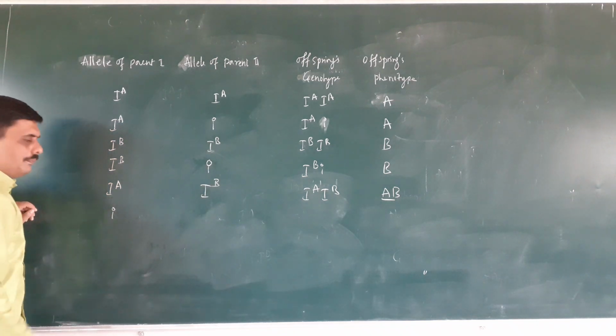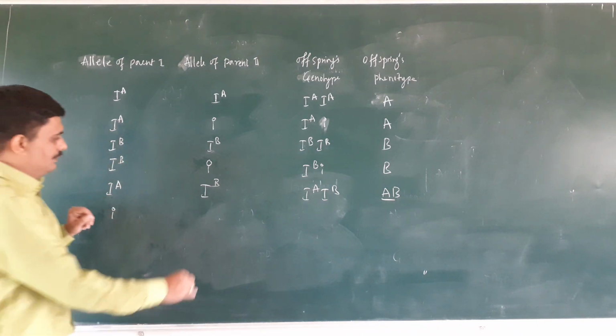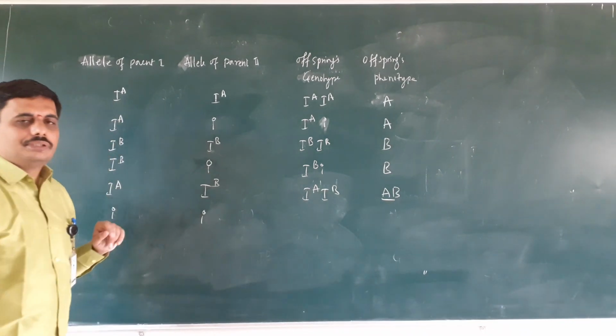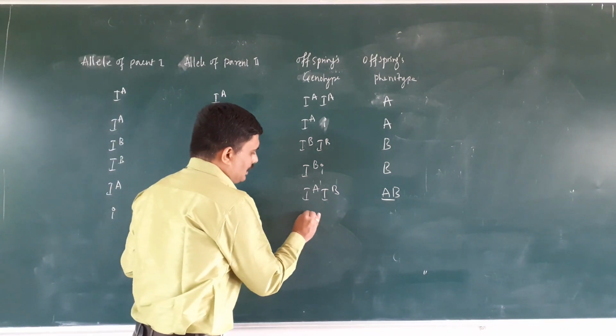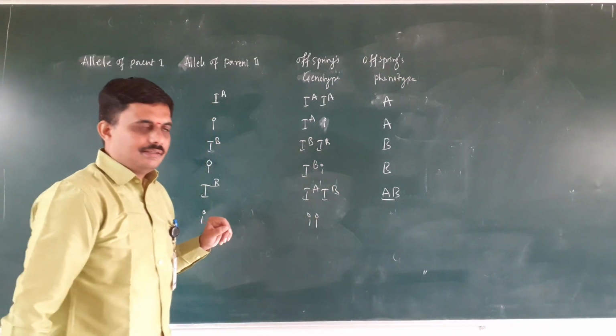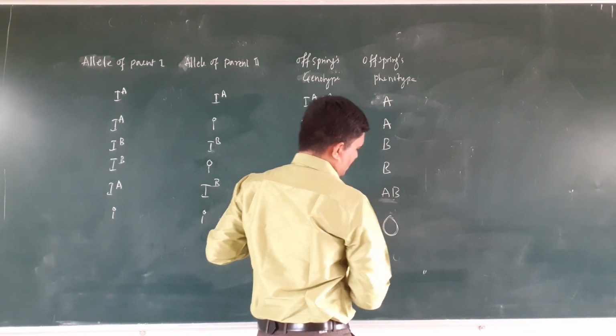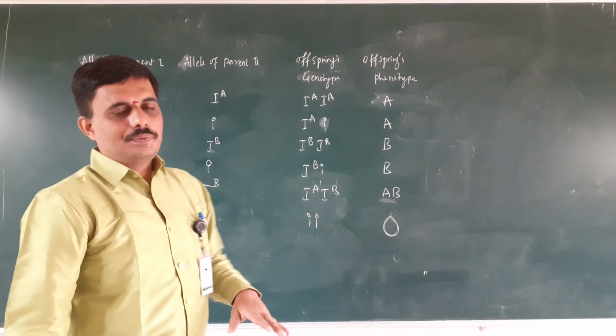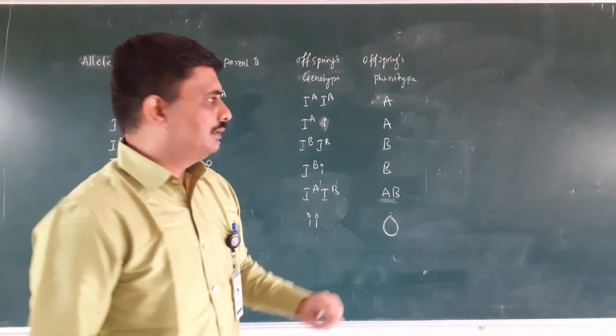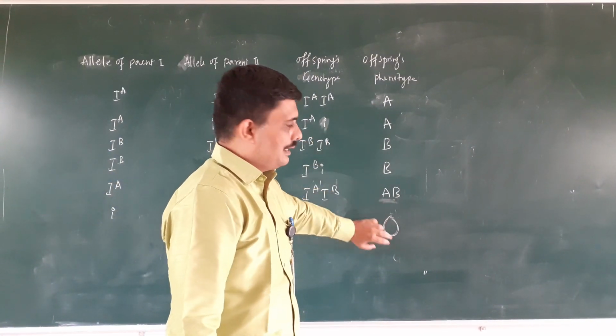When the allele of parent 1 is i and the allele of parent 2 is i, then the genotype of the offspring is ii, and the blood group is O. So in the ABO blood group system, four kinds of blood groups are there: A, B, AB, and O.